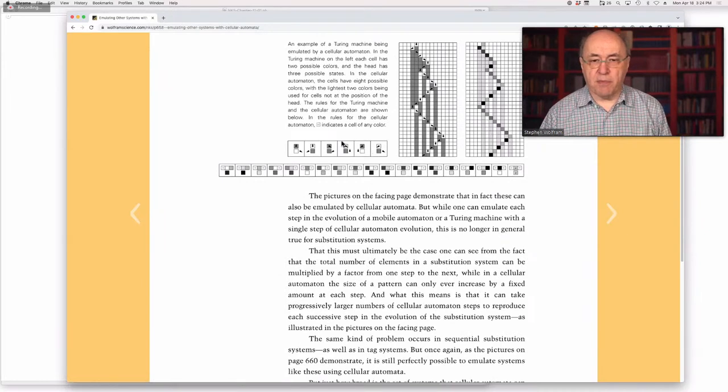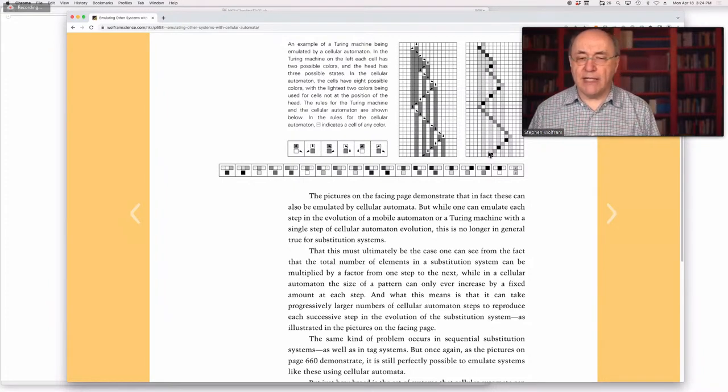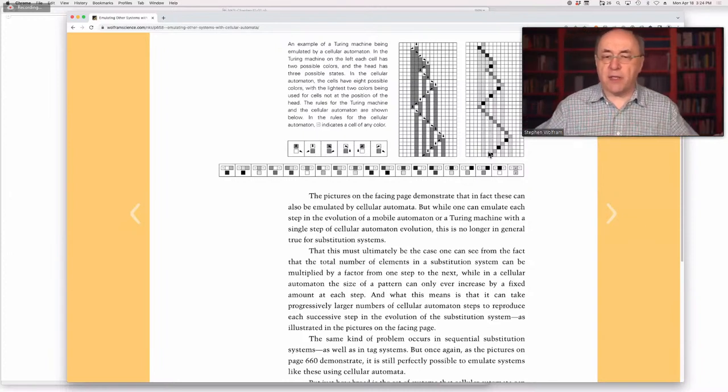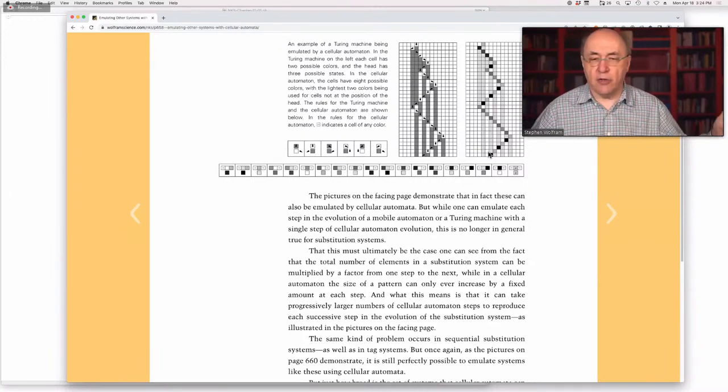Okay, this is the corresponding thing for a Turing machine. Again, we're just encoding the state of the Turing machine in additional colors of the cell here. And remember, we don't really need additional colors. We could spread this out and use additional cells and encode those colors just in additional cells and always have a two-color cellular automaton. But this is showing kind of how you would emulate a Turing machine with a cellular automaton.